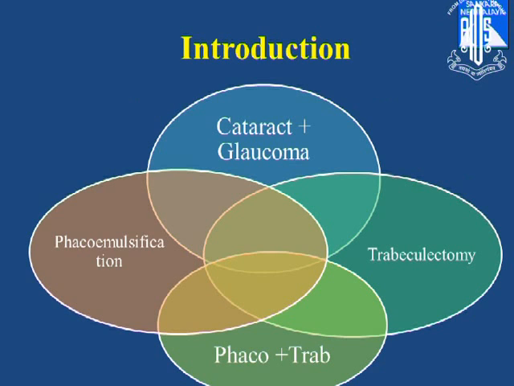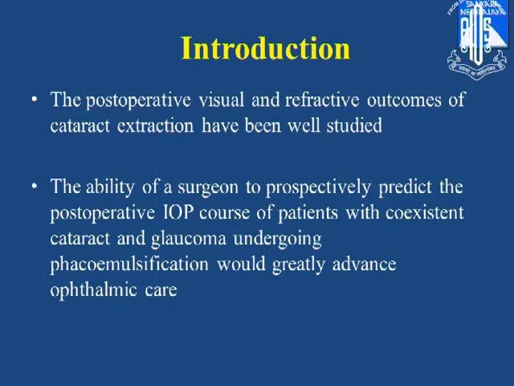This is pertinent to the patients having glaucomatous comorbidities, where the decision of combined surgery must be assessed considering the additional risk associated with it. The postoperative visual and refractive outcomes of cataract extraction have been well studied. The ability of the surgeon to prospectively predict the postoperative IOP course of patients with coexisting cataract and glaucoma undergoing phacoemulsification would greatly advance ophthalmic care.